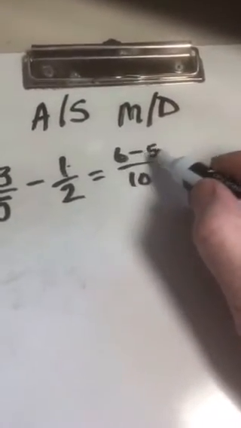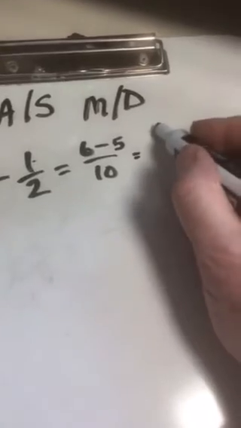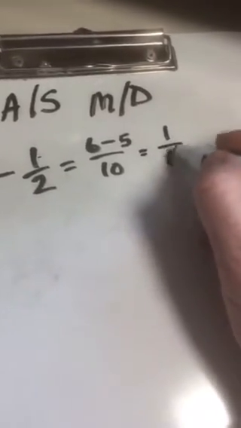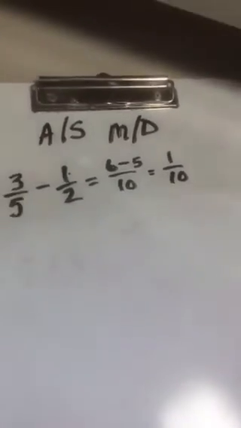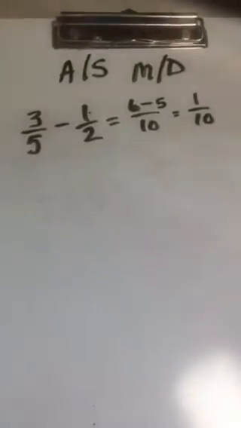5 times 1 is 5. Our whole problem is 6 minus 5 equals 1. Bottom number stays the same, 10th, and we can't reduce. There's the answer to our problem. Again, there's only so many rules in fraction. Now the fraction in multiplication, let's find a multiplication one.